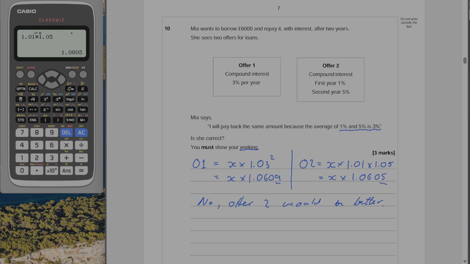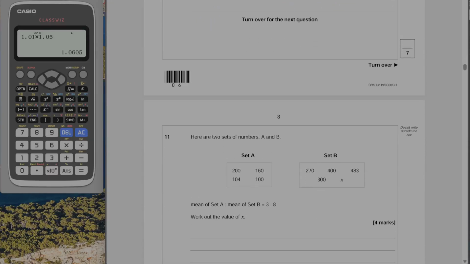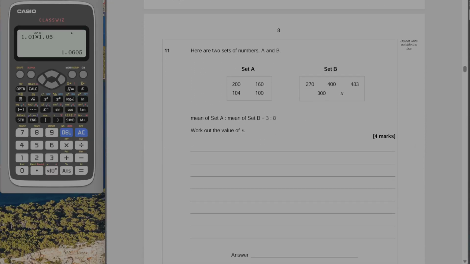And again, we don't actually need to work out the value. Just working out the multiplier is absolutely fine. Right, question 11. Here are two sets of numbers, A and B. The mean of set A to the mean of set B is 3 to 8. Work out the value of X.